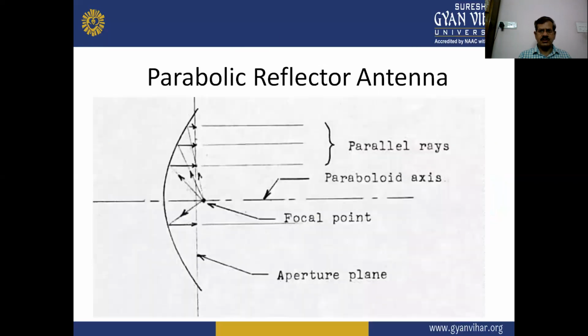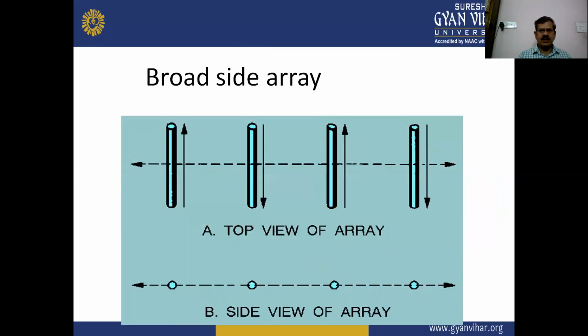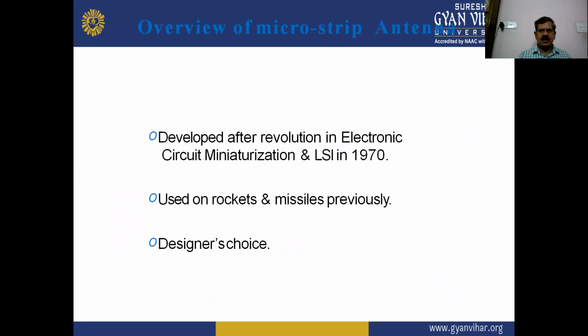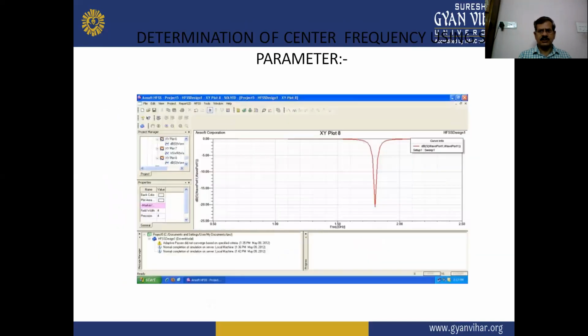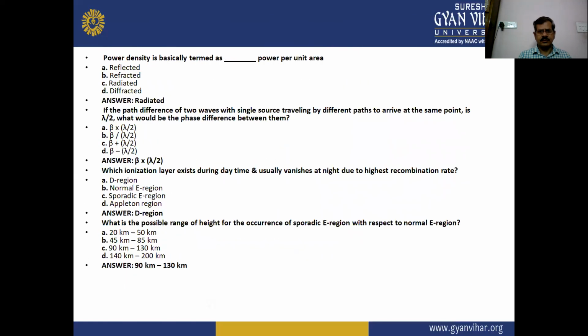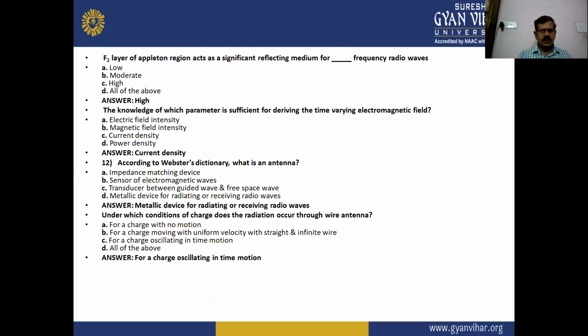So in this question, the correct answer is that an antenna is a metallic device for radiating or receiving radio waves. Radio waves have a very high velocity, that is 300,000 kilometer per second. So this is the correct answer for the antenna.